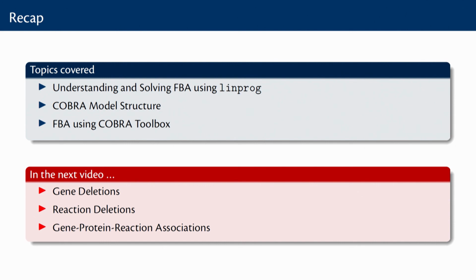So, we have already studied how you optimize or perform flux balance analysis on a given metabolic network in a particular condition. Now, what happens when you start perturbing this metabolic network by either overexpressing a gene or deleting a gene or deleting multiple genes and so on. So, in the next video, we will start looking at gene deletions, reaction deletions, and the concept of gene protein reaction associations.